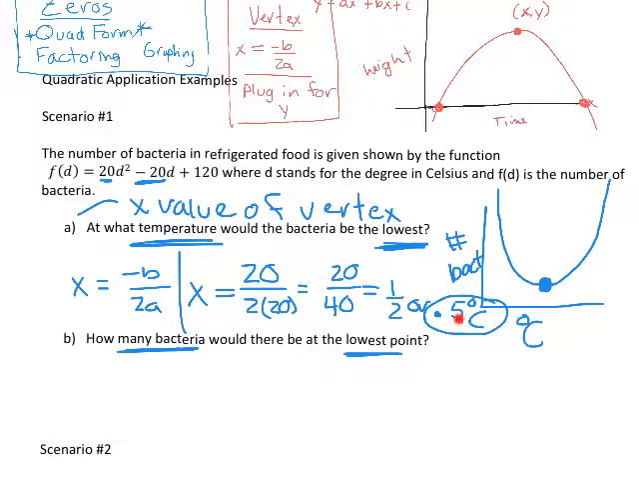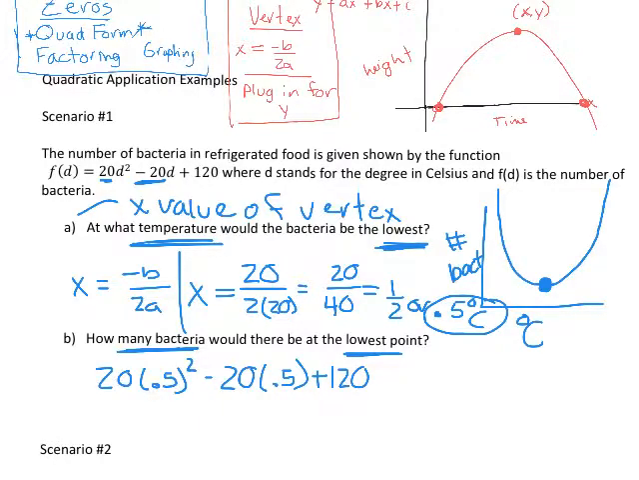Remember, I already have my x value. That's the 0.5. All I have to do to find y is just plug this in. Everywhere I see this d, I'm going to put in my degree. So we have 20, and instead of d squared, I have 0.5 squared, minus 20, and instead of d, I put in my 0.5, plus 120. Just a little bit of calculation. Always remember that exponents come before multiplication.